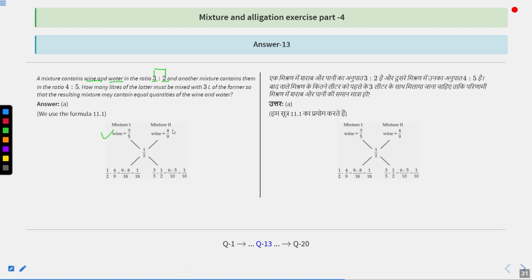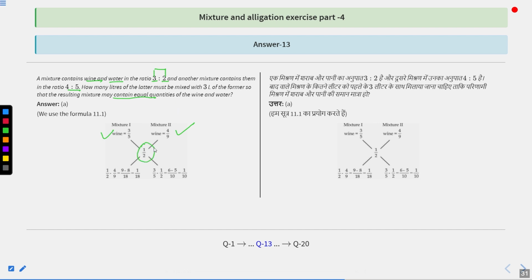Same way in second mixture, 4:5. So 4 liter of wine out of 9. 4 plus 5, 9 unit, and 4 unit is wine. So 4/9. When we mix them, we need to make them half equal quantity. It means half wine and half water. So wine will be 1/2.